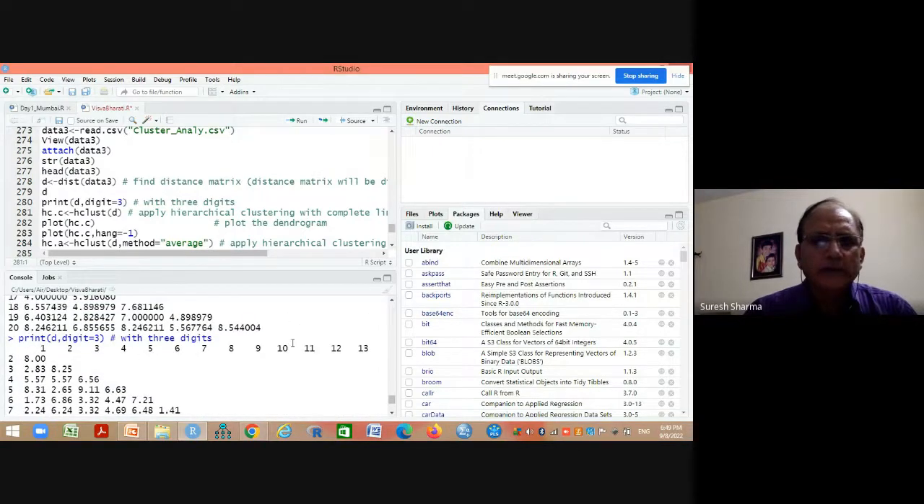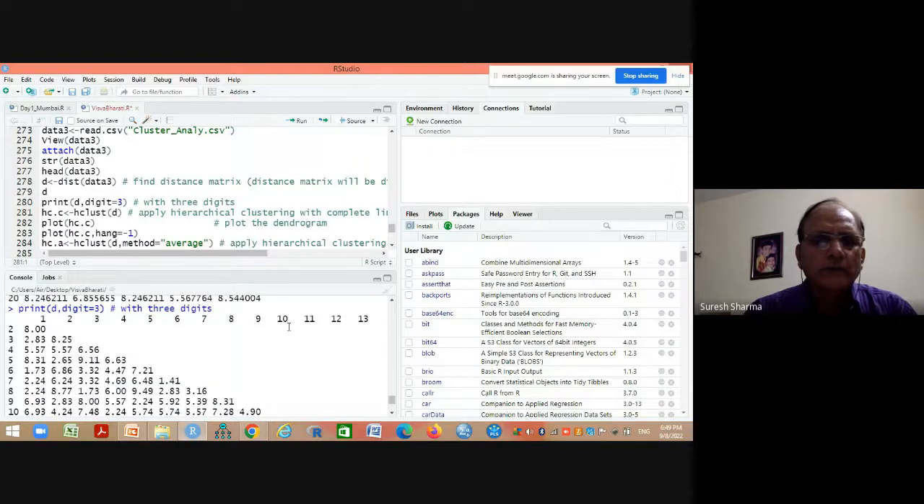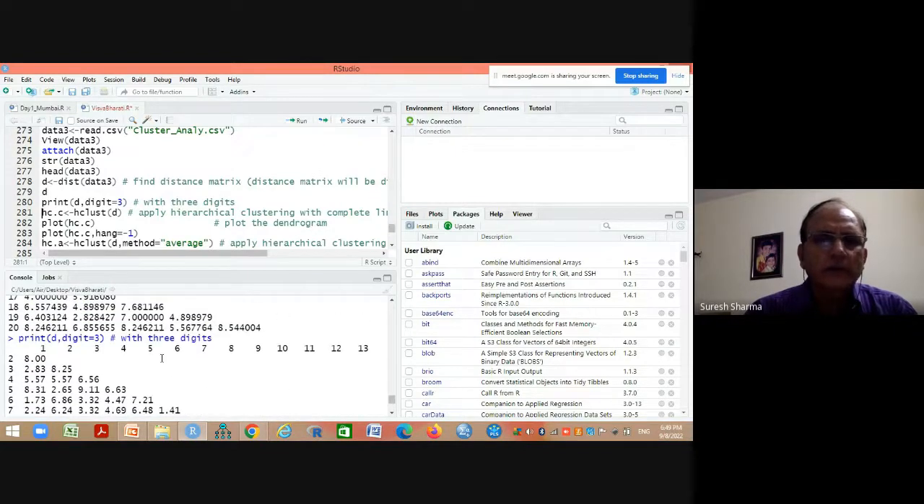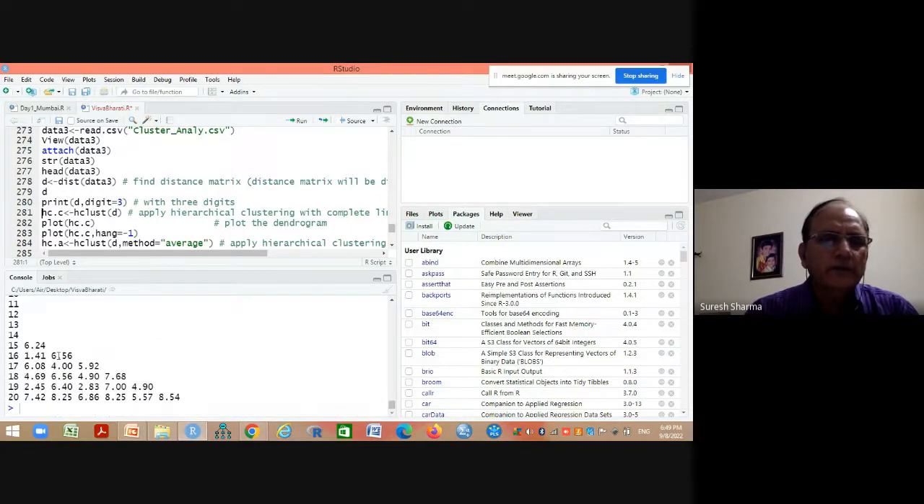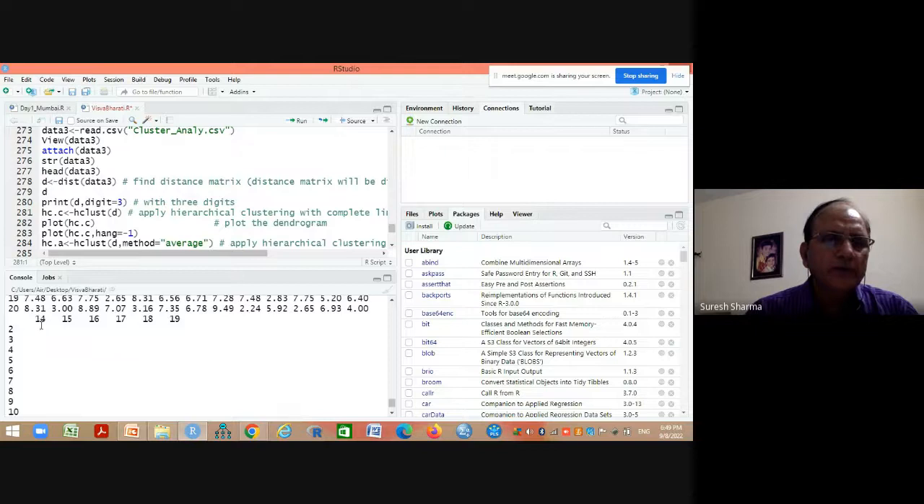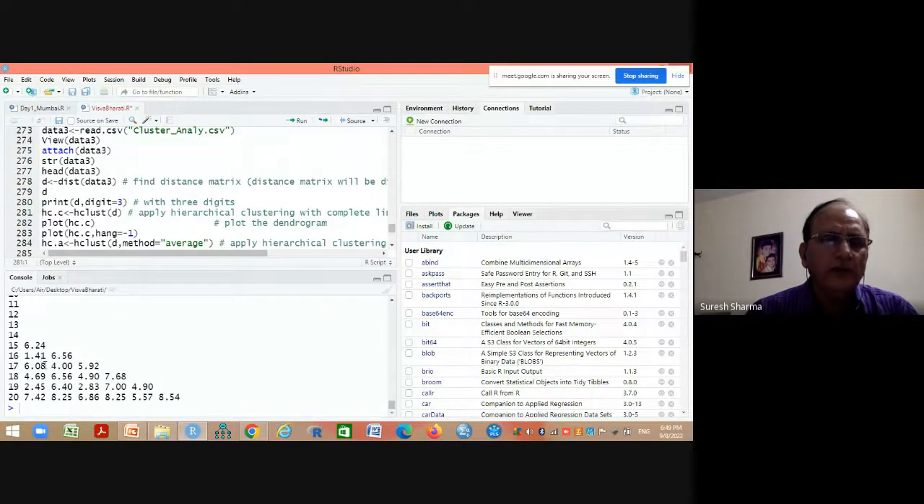For example, 14 and 16. Let me tell you. Where is 14 and 16? This is 14 and 16. See, this is 16. This is 14. The 14 and 16 distance is 1.41. And I have already checked, this is the minimum distance. So if I name the customers, customers 14 and 16 will be combined into the first cluster. Then whichever is close to 1.41.